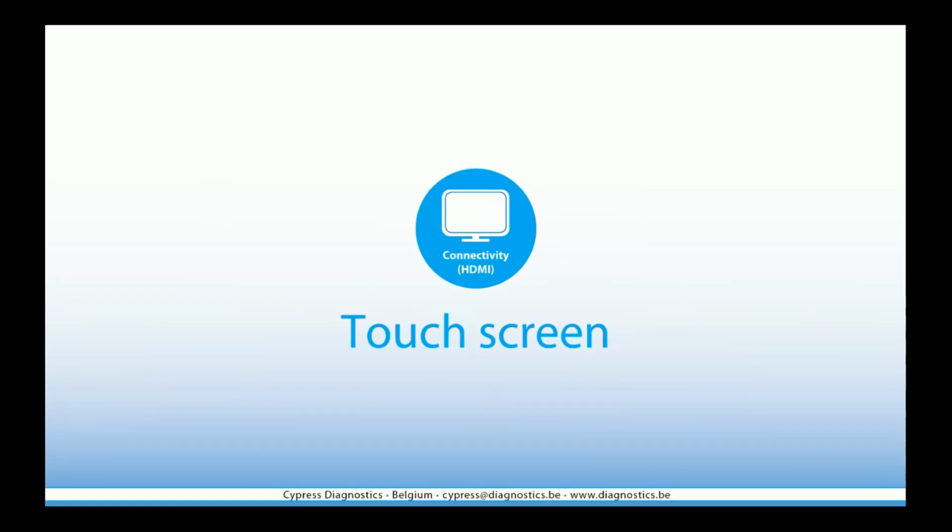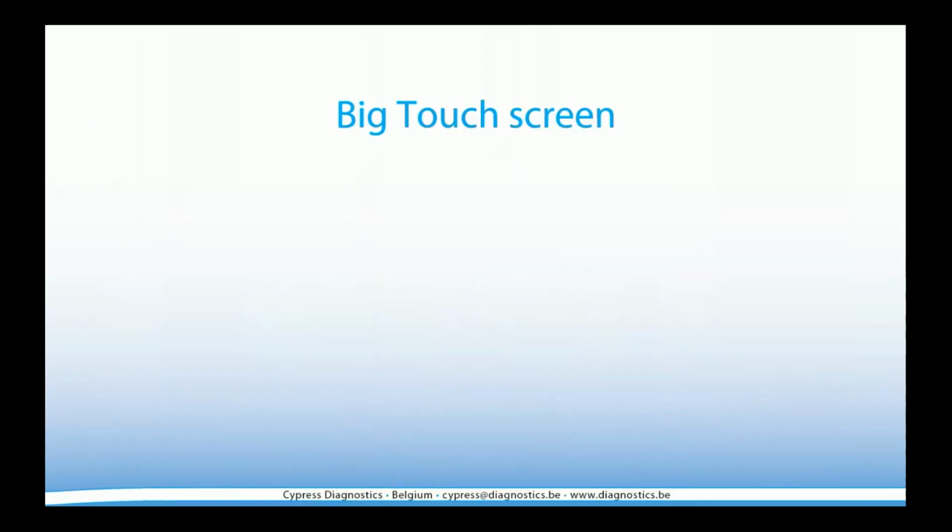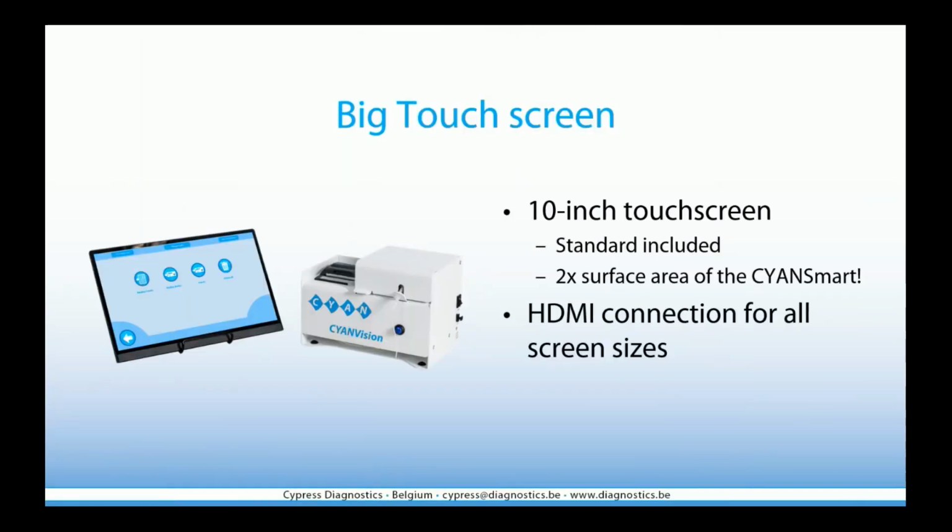Let's start with the touchscreen. So, it is a 10-inch touchscreen. The standard is included, and it's 2 times the surface area of what we had on the CyanSmart. You do not need to use this touchscreen. You can also use any other screen.